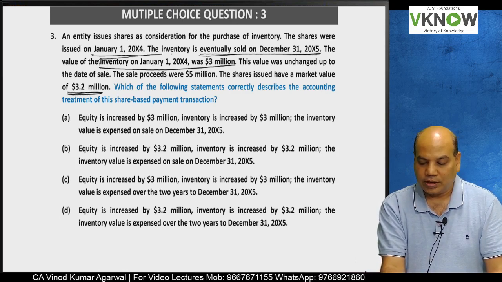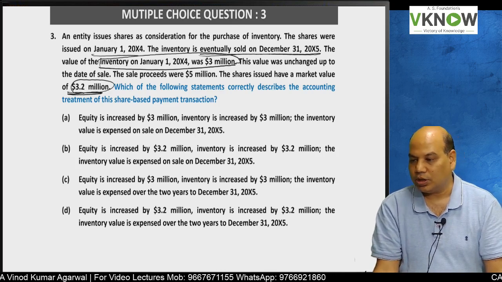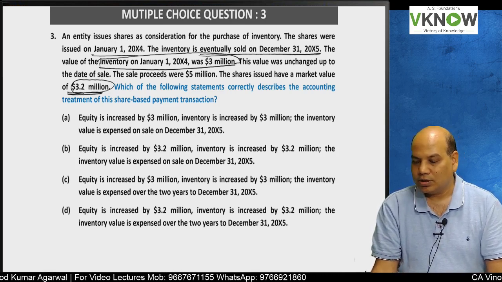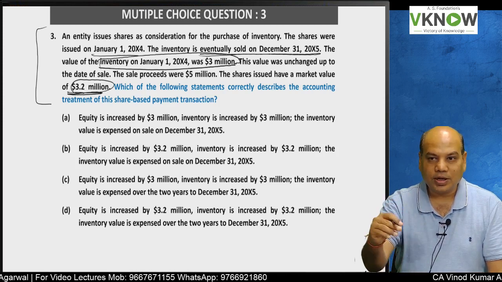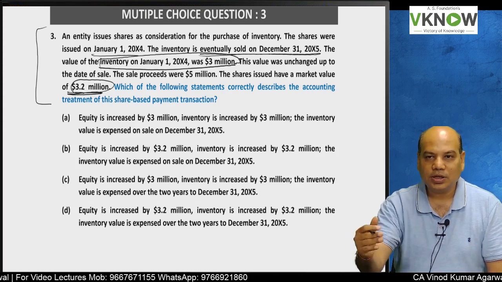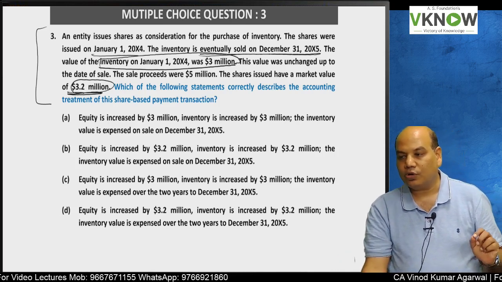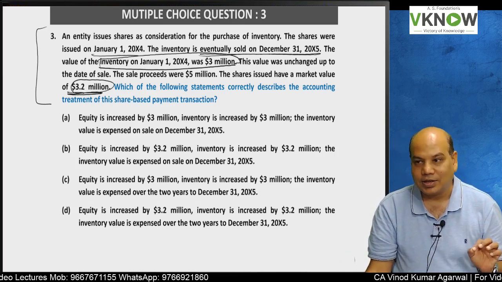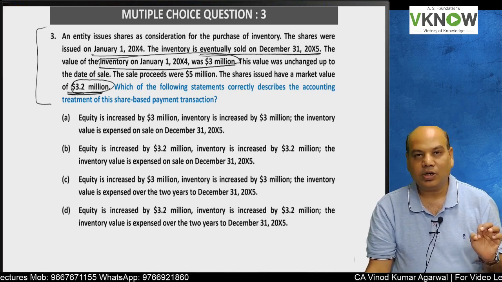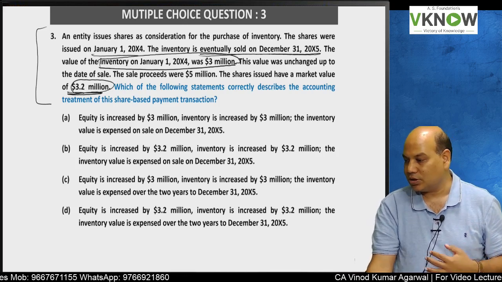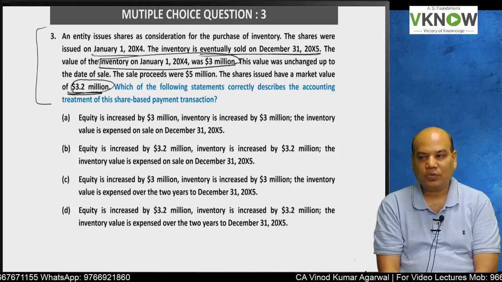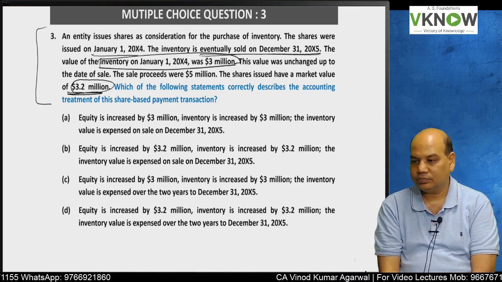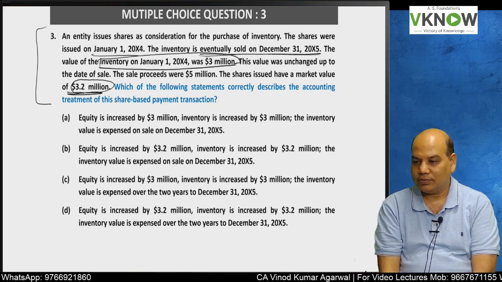Fair value of inventory is 3 million. Fair value of the shares issued is 3.2 million. This can be your 4-mark exam question also. Without options, it can be a 4 marks theory question. Which of the following statements correctly describes the accounting treatment of this share based payment transaction? Come on students, try yourself.